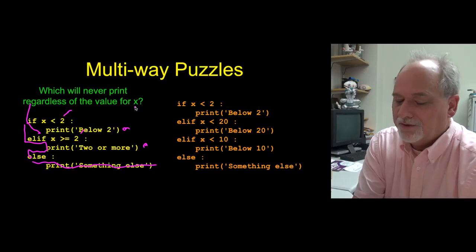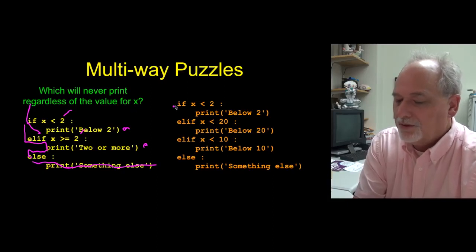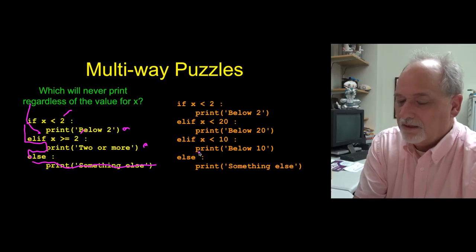This other one is a little different. If x is less than 2, we do this. If x is less than 20, we do that. If x is less than 10, we do that. And if none of those are true, we do that. Well, the problem here is between these two lines. The problem is if something's less than 10, like 6 for example, it's also less than 20.